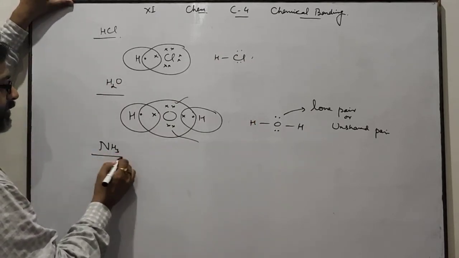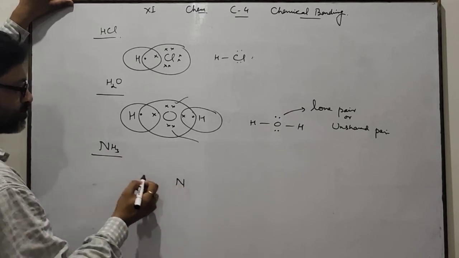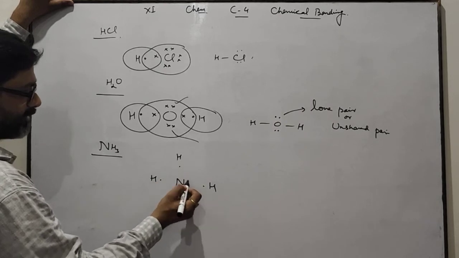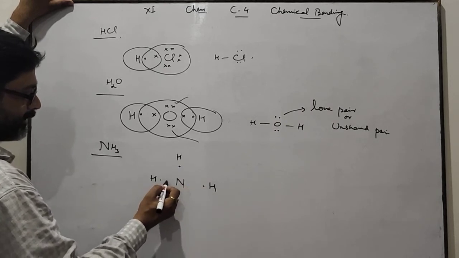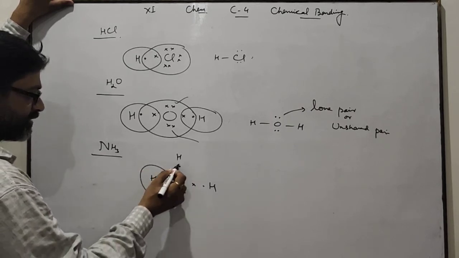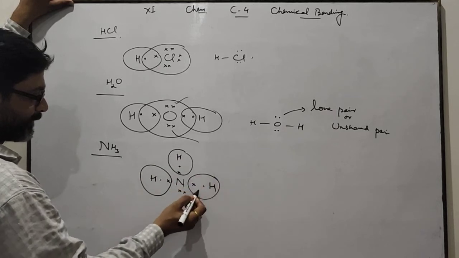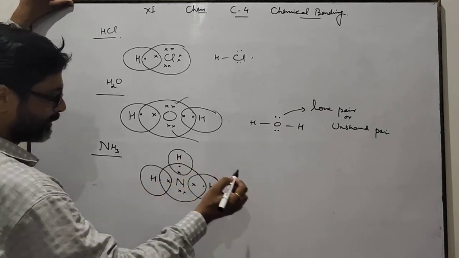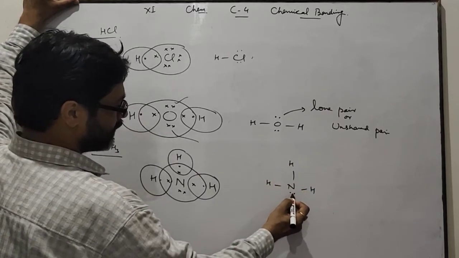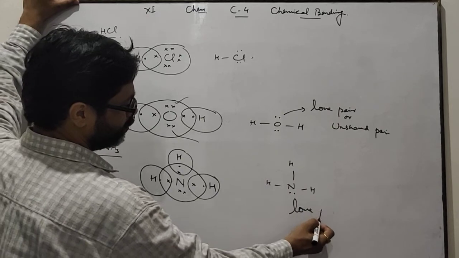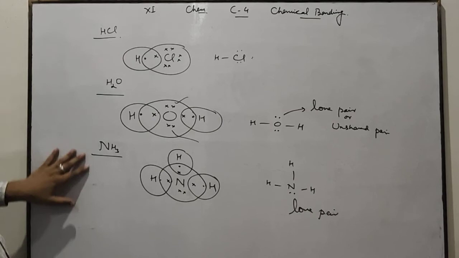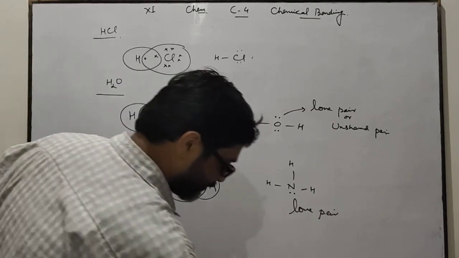Take one more example, ammonia, NH3. Nitrogen is in the center, surrounded by 3 hydrogen atoms. Each hydrogen contains 1 electron, like this. Nitrogen contains 5 electrons, in this way. Hydrogen shares its electrons, like this, and they complete 8 electrons. And on showing this bond line, this nitrogen contains 1 lone pair of electrons here. In this way, these bonds are formed. Okay?